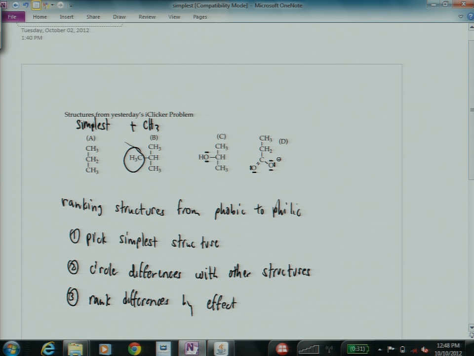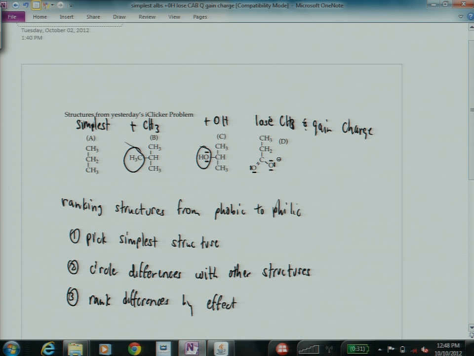What about between A and C? What's the most important difference there? It has an OH. That's right. So you've added an OH. And D is a little more complicated. If you look it up, you lose a CH3 and gain a charge. All right?